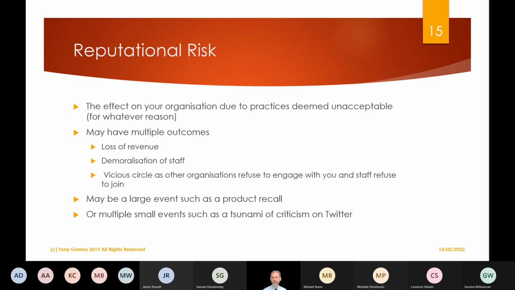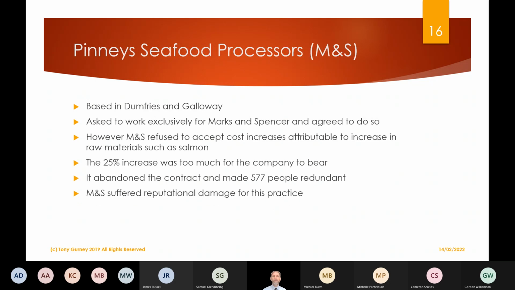Let me give you an example. Say you are a company who buy things. You buy things from other companies. And say you negotiate contracts to buy those things. And the raw materials to create those things become more expensive. And instead of accepting that they become more expensive and renegotiating a contract, you allow your supplier to go bust and make 577 people redundant.